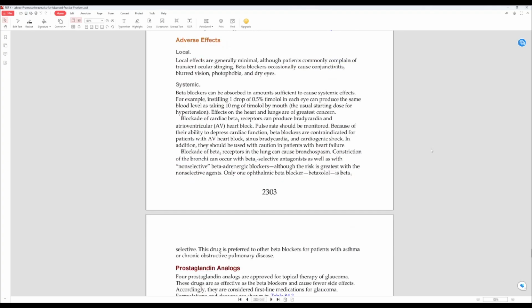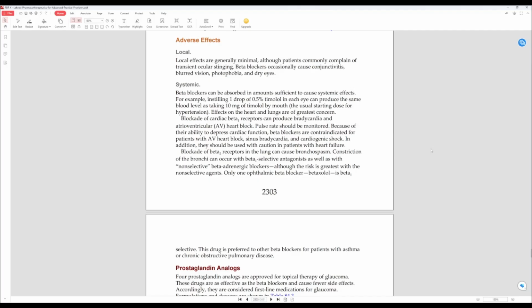So there are some adverse effects. Local adverse effects include conjunctivitis, blurred vision, photophobia, and dry eyes. Local effects are generally minimal, although some patients do have complaints of a transient ocular stinging.